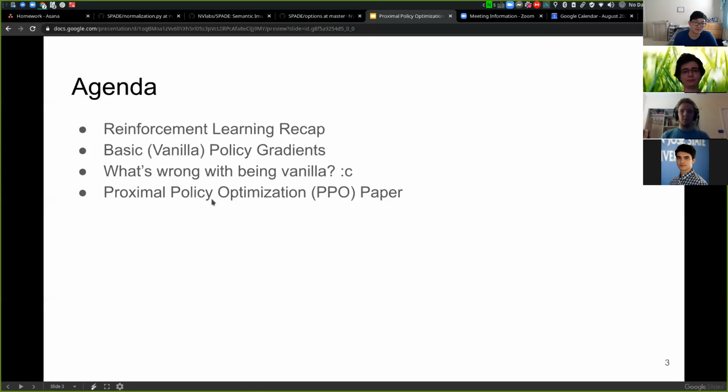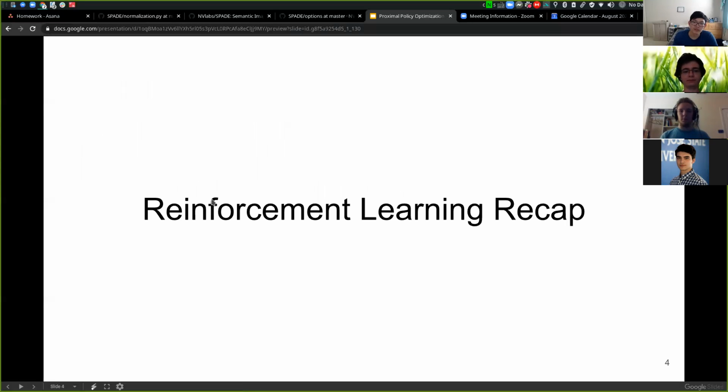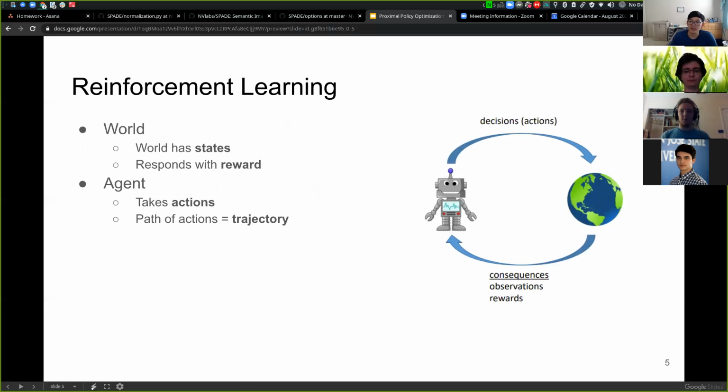All right, so first, the reinforcement learning recap. In reinforcement learning, we of course have our world and we have our agent. Unlike classical machine learning, our agent is learning on the fly as it goes through the world. So the world has states, it responds with rewards, the agent takes actions according to those states, and the path of action is called the trajectory.